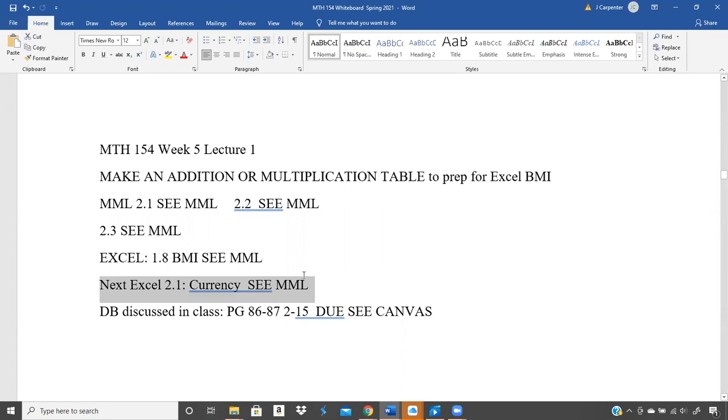I will be assigning a discussion board today. You will see the details when we get to it, but just know ahead of time that this will be from the guided activities, page 86 and 87, and it will be questions 2 through 15. So we're not doing question 1, and we're stopping at number 15. And again, you'll see that due date in Canvas under the discussion board, as well as if you're catching the lecture live, you'll see it there.